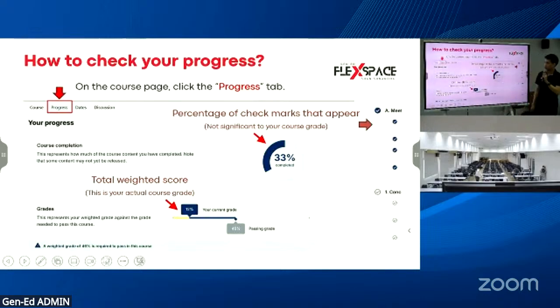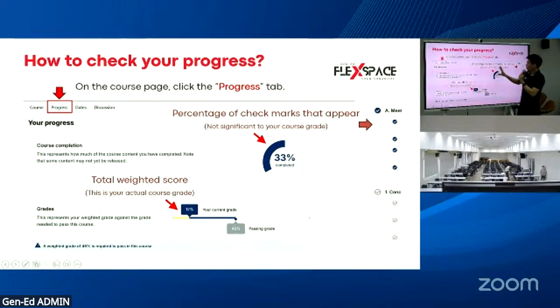And how to check your progress. So if you are on the FlexSpace platform, the platform that we will be using every time we attend the GEN08 courses, once you log in, this is your course, and this is the progress. Click on the progress tab, and it will show this page. And there will be a bunch of things here you need to understand.